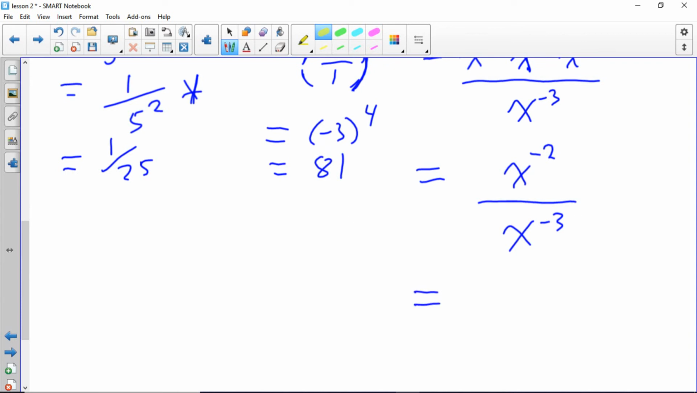Now I can subtract exponents, but be careful. This is negative 2 take away negative 3, which is technically negative 2 plus 3, which is 1. I get x to the power of 1 or just x. In fact, if I follow the basic exponent laws in this example, I don't even need to worry about dealing with negative exponents because there ends up not being any anyways.